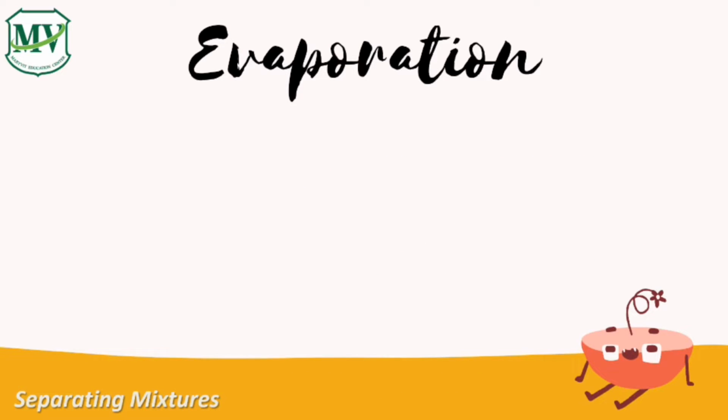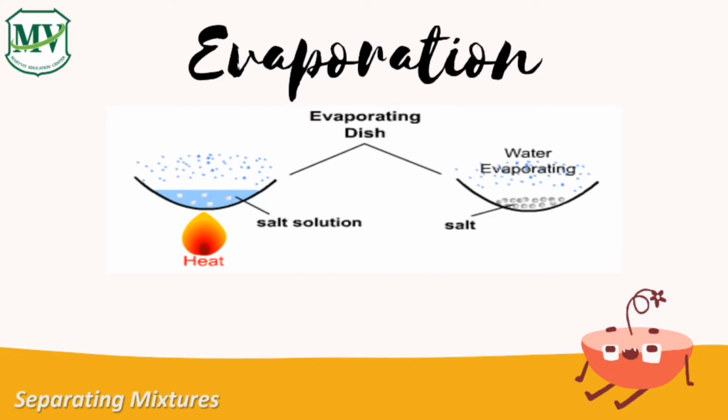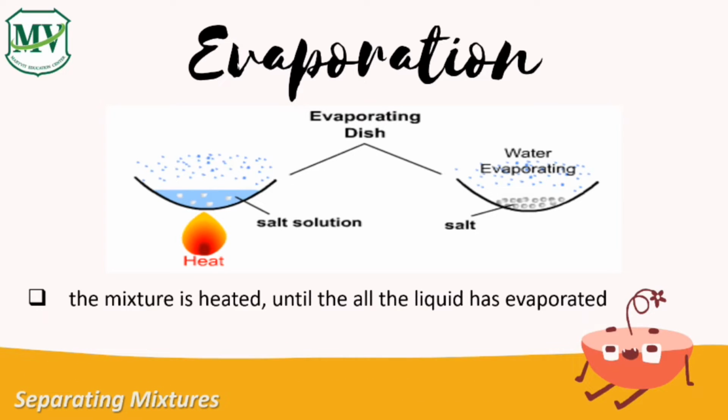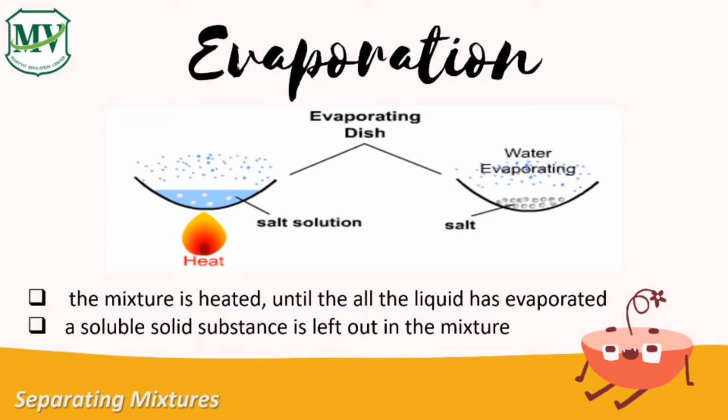The evaporation process involves the heating of the mixture, which in effect will allow the liquid substance to evaporate first, due to the difference in boiling point. When all the liquid components are evaporated completely, then a soluble solid substance is left from the mixture.